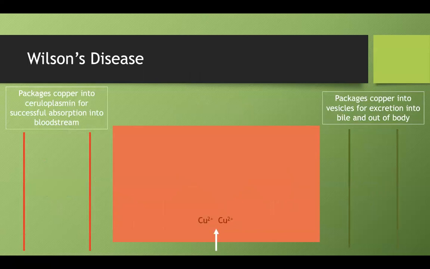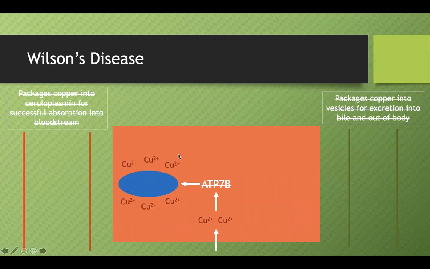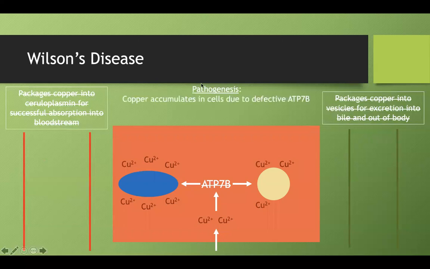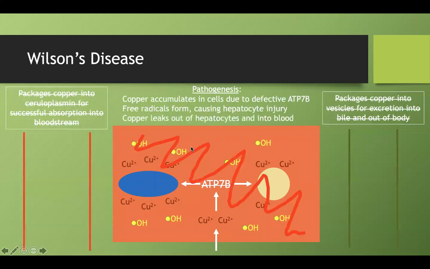So in Wilson's disease, we still have that copper being absorbed by the hepatocyte, but this time that ATP7B gene is non-functional. And so both of these functions are also not going to work anymore. So instead of having this copper neatly packaged into ceruloplasmin, it's going to be free floating in your hepatocyte. And similarly, instead of this copper packaged nicely into this vesicle for excretion, that copper too will be out and about within your hepatocyte. And over time, as that copper accumulates, you're going to have free radicals forming. These free radicals can damage your hepatocyte. And once that happens and your hepatocyte doesn't have any more of its structural integrity, some of that copper can leak out into your bloodstream.